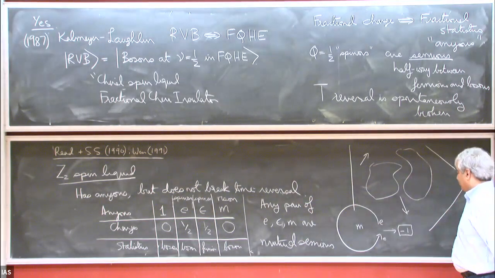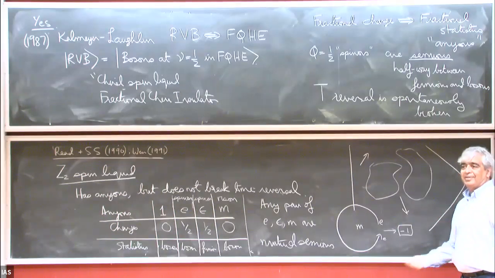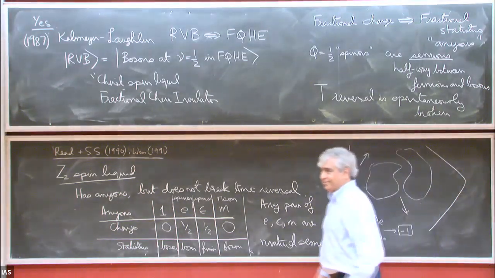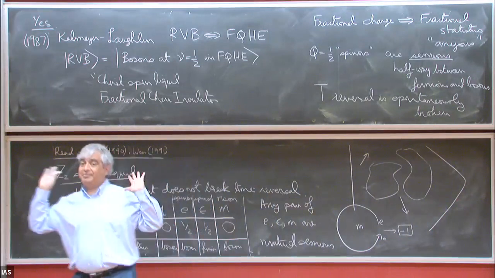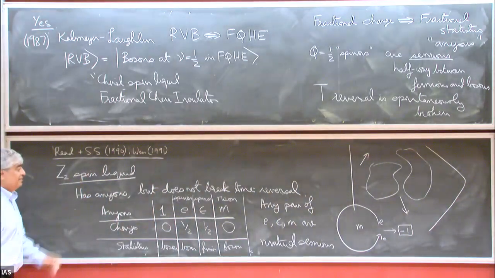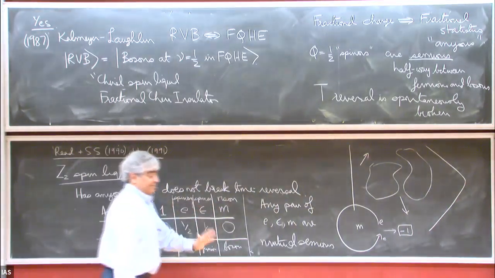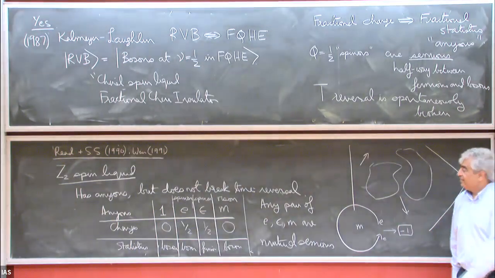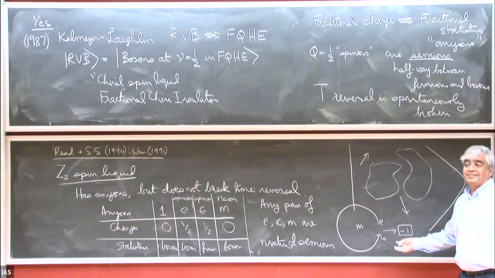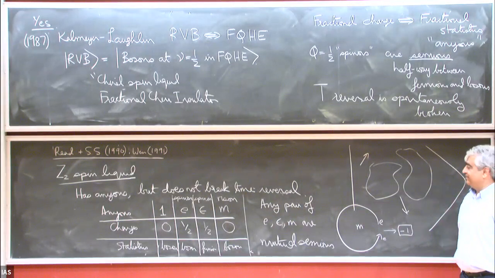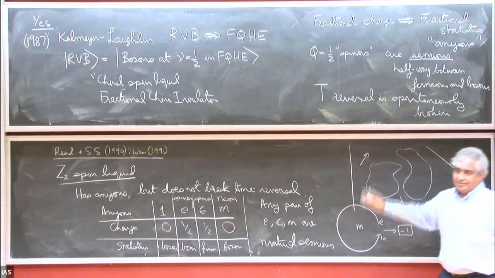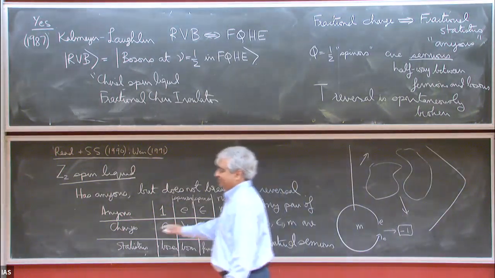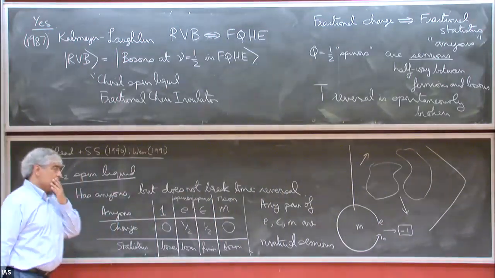And the important point about the -1 is that you can go clockwise or anticlockwise. It doesn't matter, you get the same phase factor, and that's why time reversal is preserved. So this is really the simplest state, which has fractional charge and doesn't break any symmetries. Now we have a huge library of states, of course. This is the simplest one.